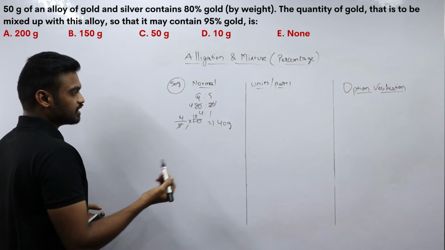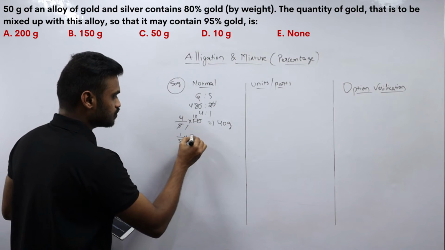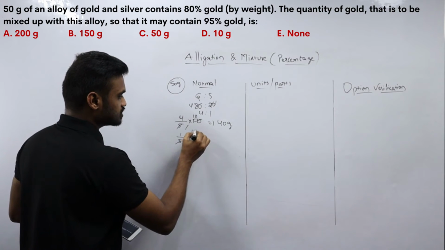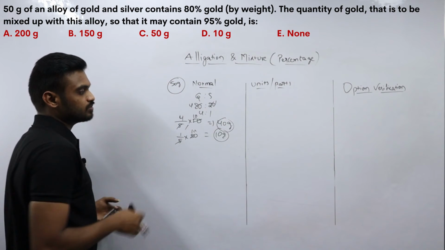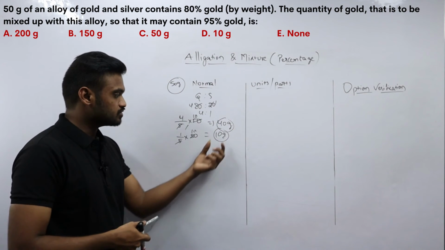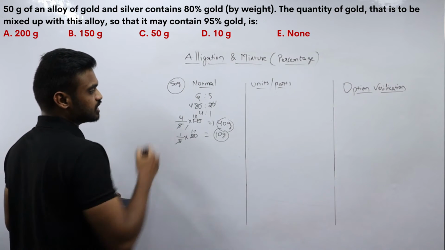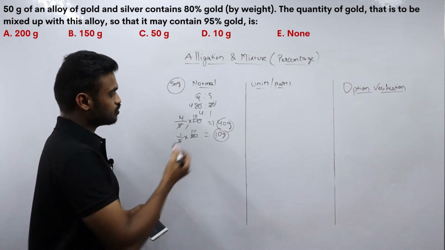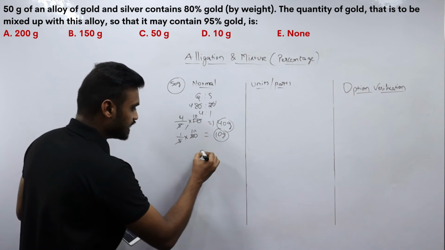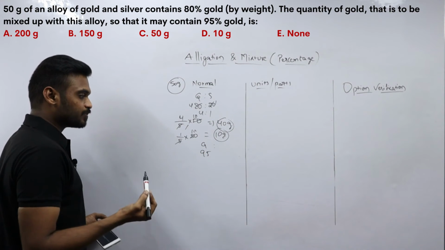In the same way I will get the total quantity of silver, that is 1 by 5 into 50, 5 ones 5, 5 tens 50. So 10 grams of silver. So in these 50 grams, there are 40 grams of gold and 10 grams of silver. Now they are saying that to this mixture some grams of gold needs to be added such that the total quantity will become 95% gold. Okay, 95% gold. Now what is the percent remaining?